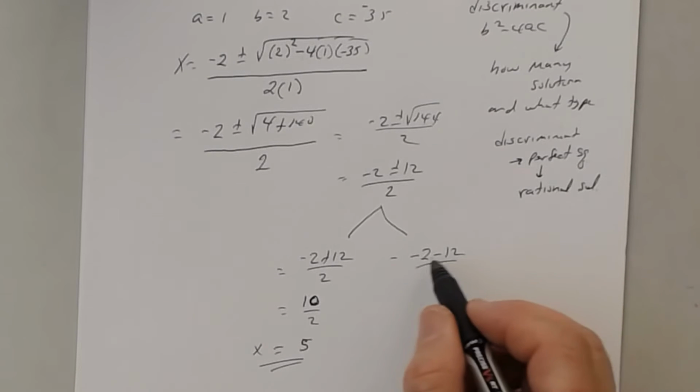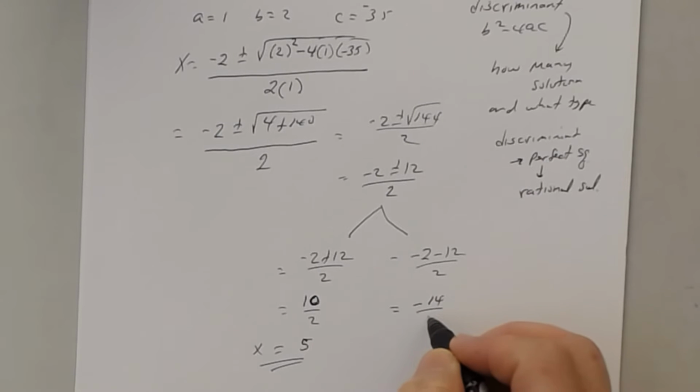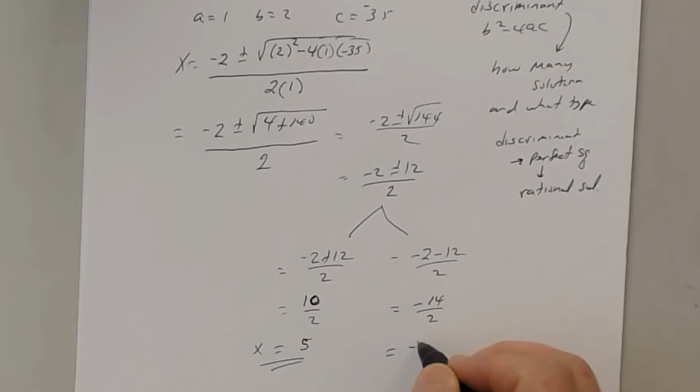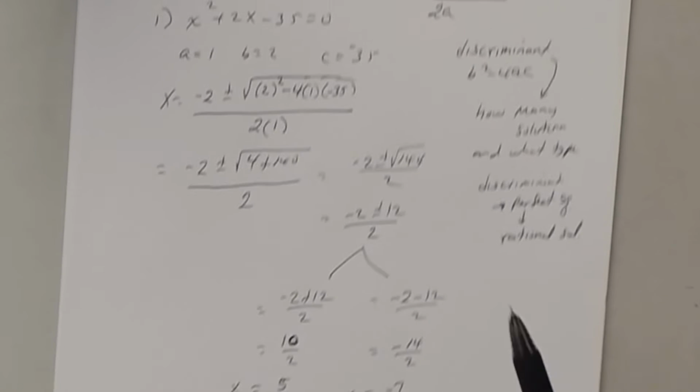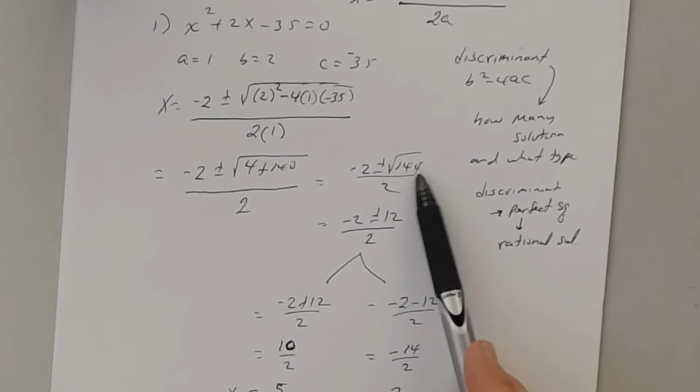Your other one, what's negative 2 and a negative 12? And what's negative 14 divided by 2? Negative 7. So there's your other solution. So you have how many solutions? 2. And they are what kind of solutions? Rational. And you knew they had to be rational because your discriminant was a perfect square.